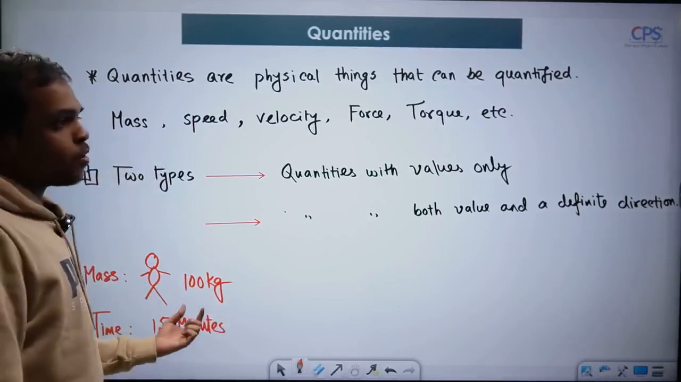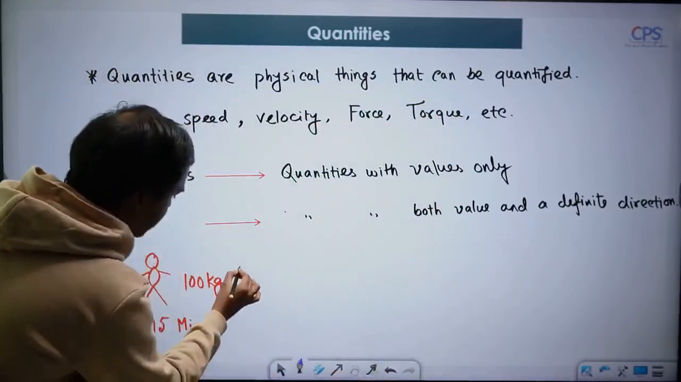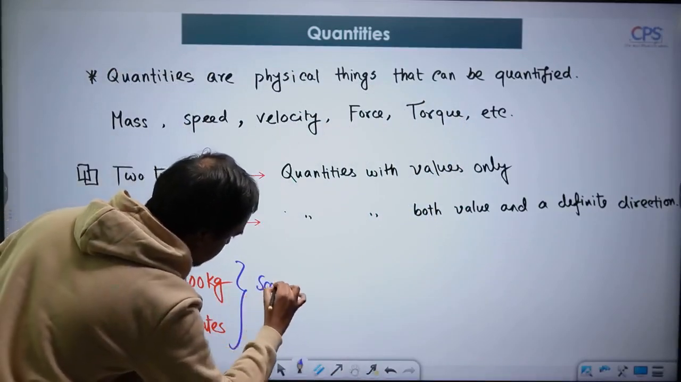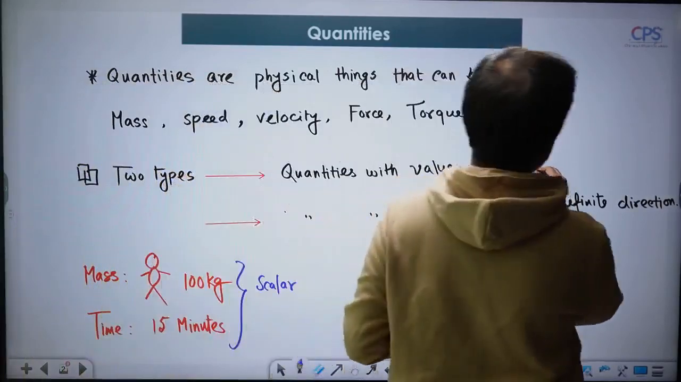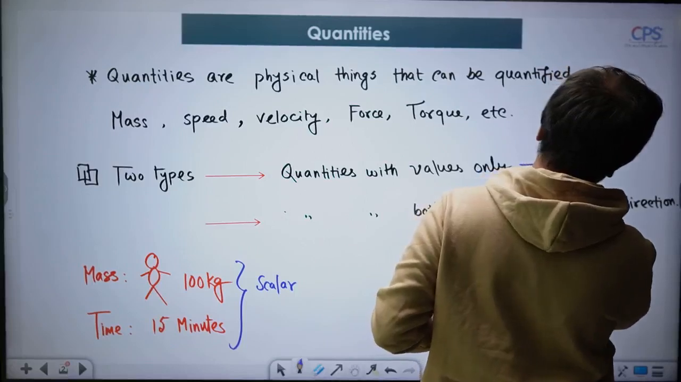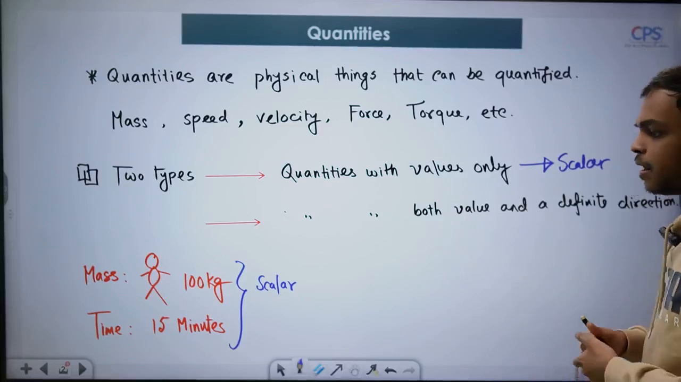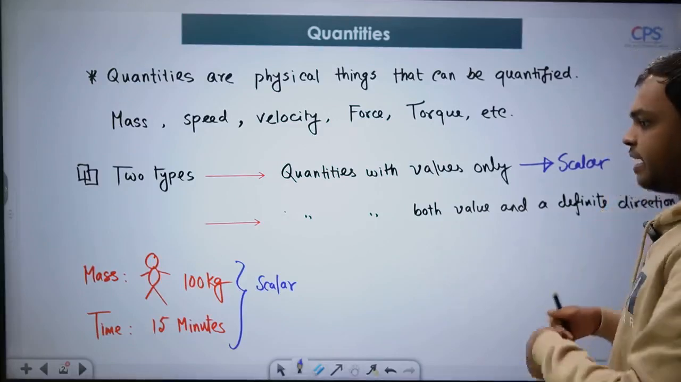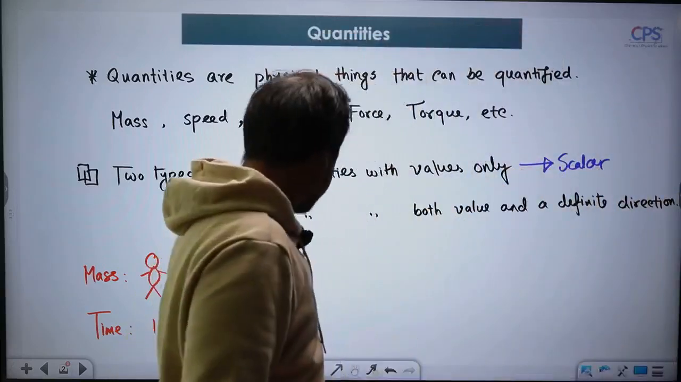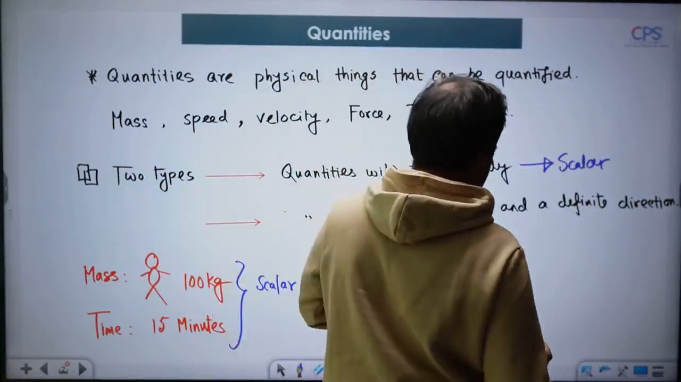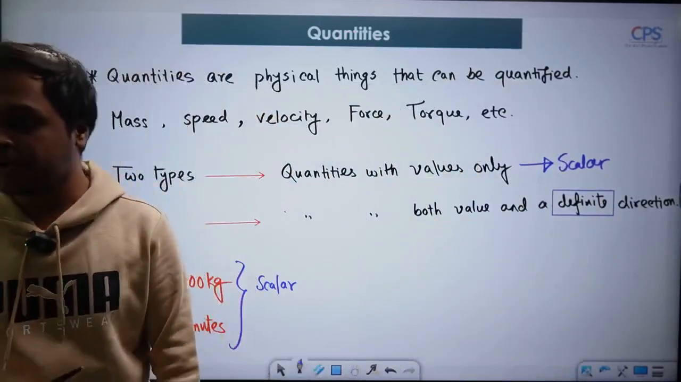So these types of quantities are called scalar quantities. What are they called? They are called scalar quantities. So quantities with values only are called scalar quantities. Okay? And our topic of interest is the next type of quantities that have both value and a definite direction. This word definite is super important here. I'll clear you about it in a few minutes. Why is definite super important?